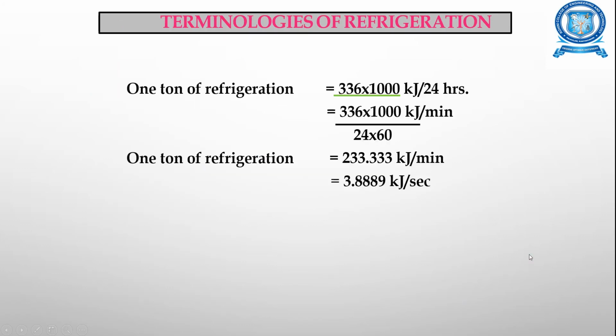And you have this calculation: 1 ton of refrigeration is 336 into 1000 kilojoules per 24 hours, and that is converted here to per minute, that is 336 into 1000 divided by 24 into 60 kilojoules per minute. So now you have the answer: 1 ton of refrigeration is equal to 233.333 kilojoules per minute, and that is converted into seconds as 3.8889 kilojoules per second.